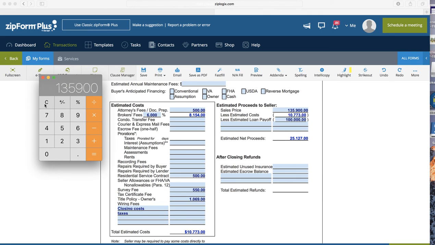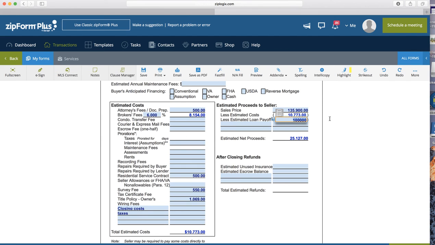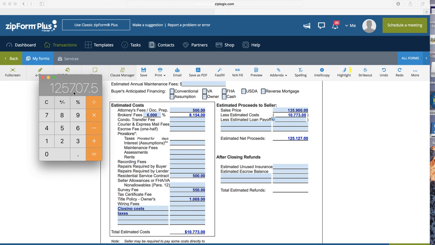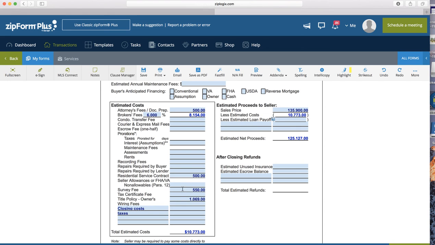So we'll take 135,900 times 0.925 equals 125,707. I'm going to erase this. So I said that they're walking with that amount, so that's 125,1 down here. So it's pretty close. If I didn't have this survey on here, which most people have surveys, it would have been just about right on.